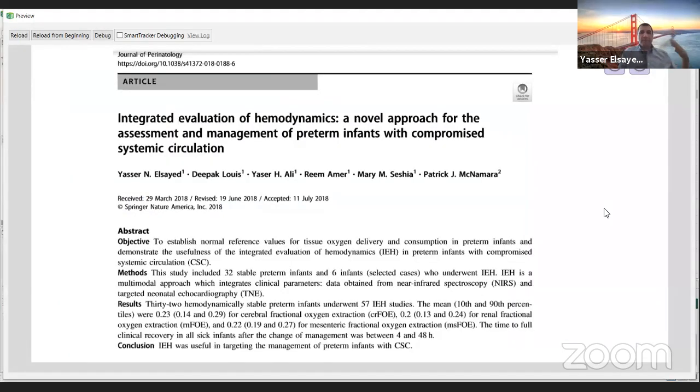The details of the approach are also published in some articles, and you can look at that in PubMed. That's one of the articles describing more about the approach and how to integrate between echo, clinical assessment and near infrared spectroscopy, with some normalized values in preterm infants. So you can look at that. And in the second part of the presentation for the discussion, we have more clarification about the approach.